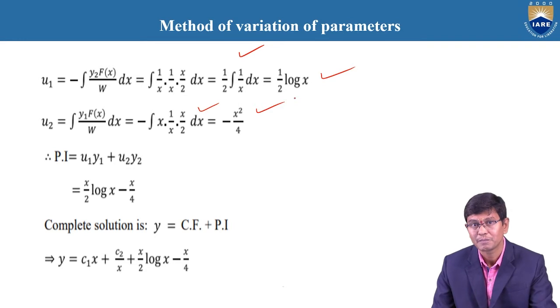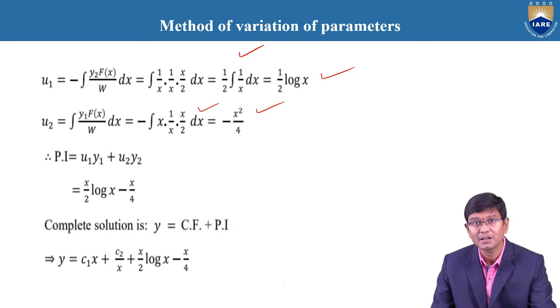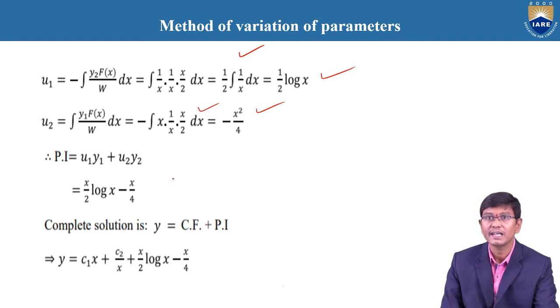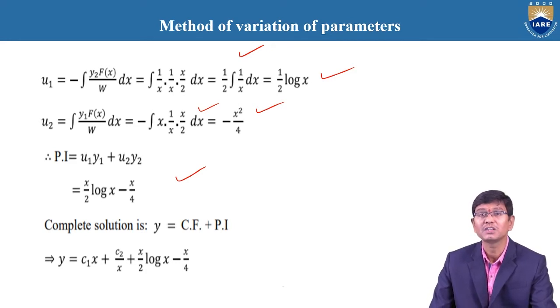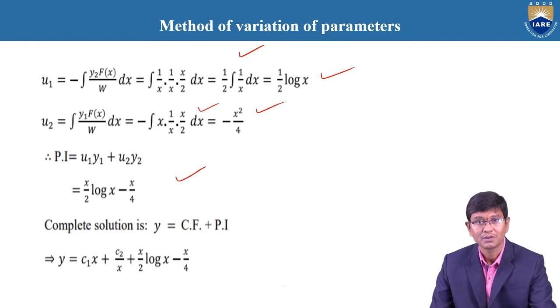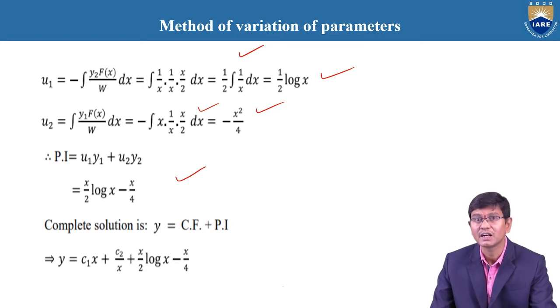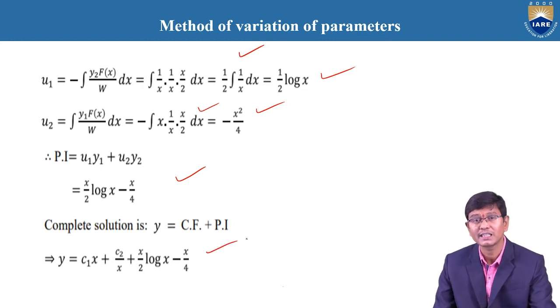Therefore, the particular integral is assumed to be u1 y1 plus u2 y2, which together gives x/2 log x minus x/4. Therefore, the complete solution of the given differential equation is y equal to the complementary function plus the particular integral. Here, y is equal to c1 x plus c2/x plus (x/2) log x minus x/4, which is the final solution.